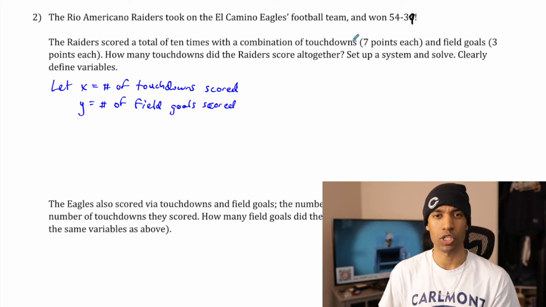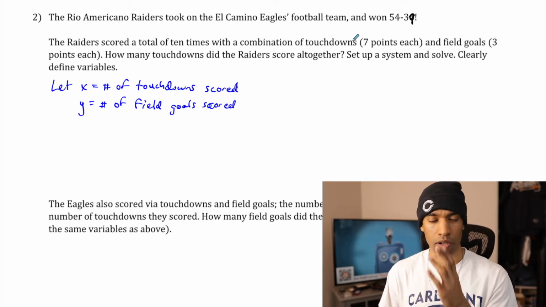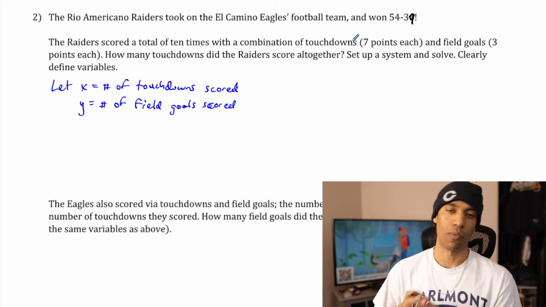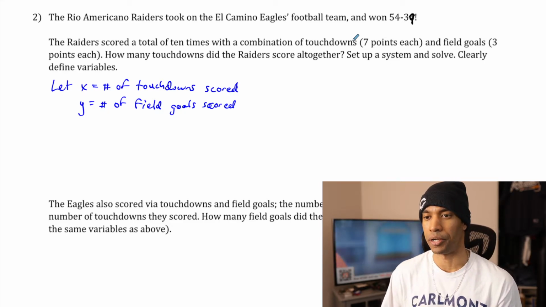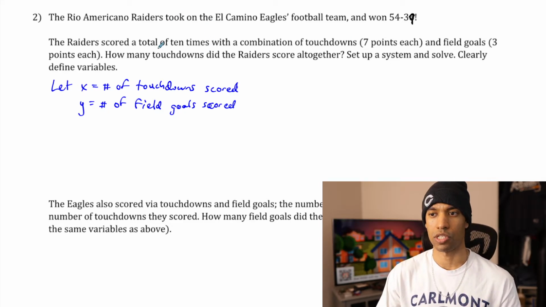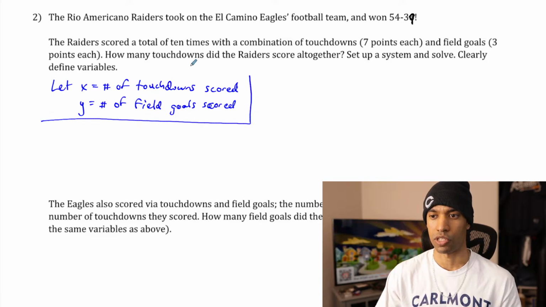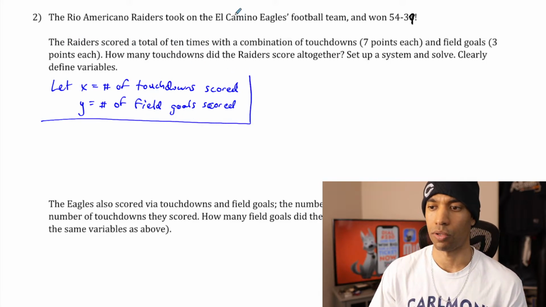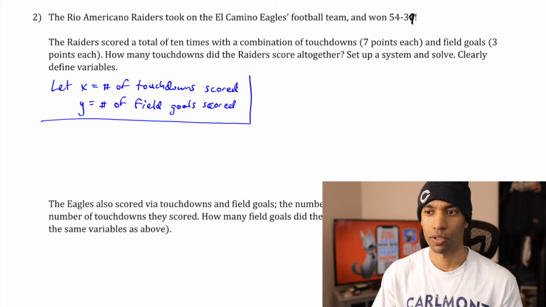This is very much one of those standard form sets of equations where we should probably solve using elimination here. Let's look at two different equations that we're going to be setting up based on this scenario. First one is the Raiders scored a total of 10 times. A total of 10 times there.